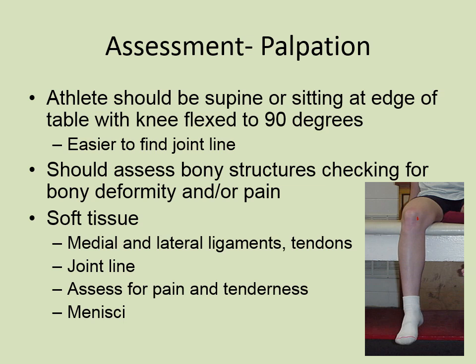So this little indented area right here, that little indentation on either side of the knee, kind of at the bottom of the patella or right below the patella, that is your joint line. And that's where we start to orient ourselves to be able to figure out where the rest of the structures we're feeling for are. We do want to assess those bony structures, checking for any bony deformity and or pain. So that would be checking the patella, checking the tibial plateau down here, checking the femoral condyles through here, checking the head of the fibula over here. So those would be our main bony landmarks. There'll be others as well, but that's where we start.